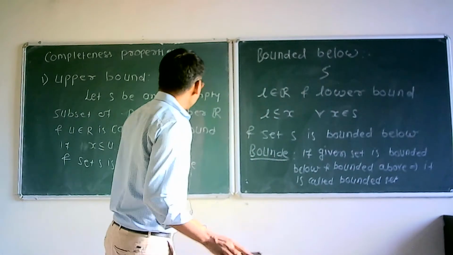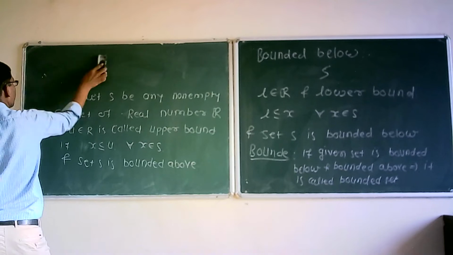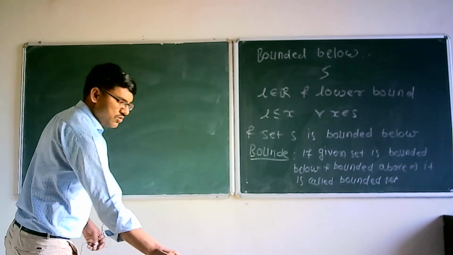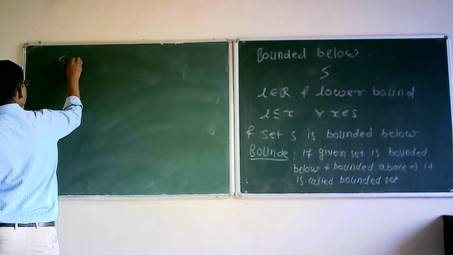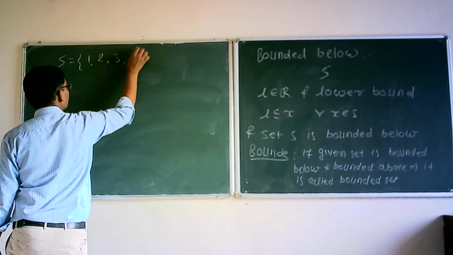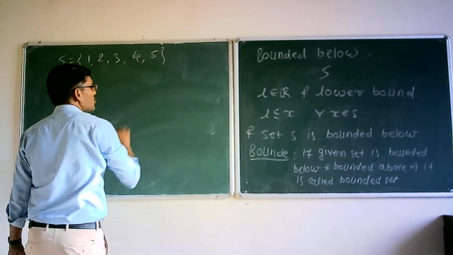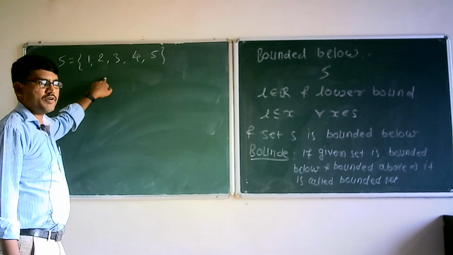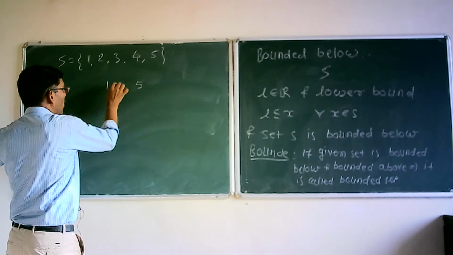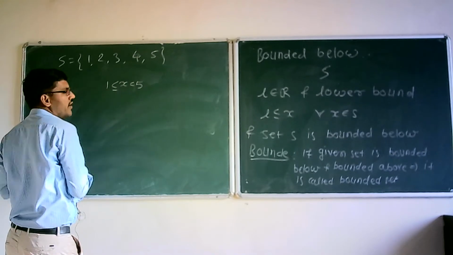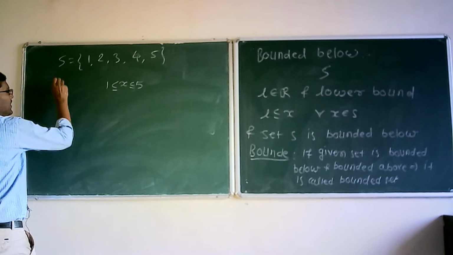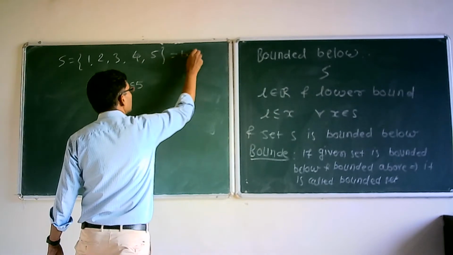Now look at this example. Suppose S is equal to {1, 2, 3, 4, 5}. All of you know that this set is bounded above. What is the upper bound? 5. And what is the lower bound? 1. So all these elements lie between 1 and 5. So this set is bounded above and bounded below, and therefore this set S is bounded.